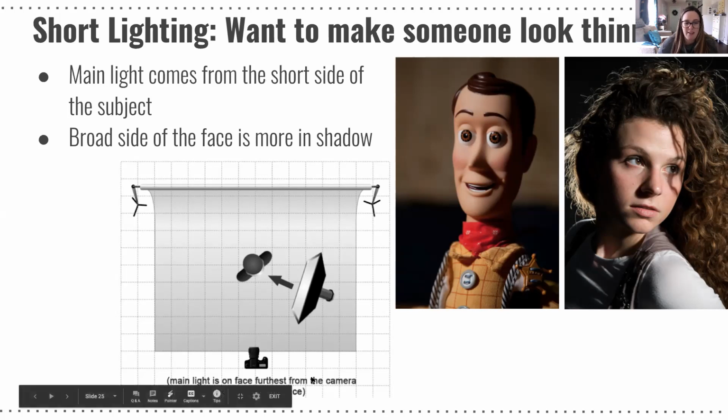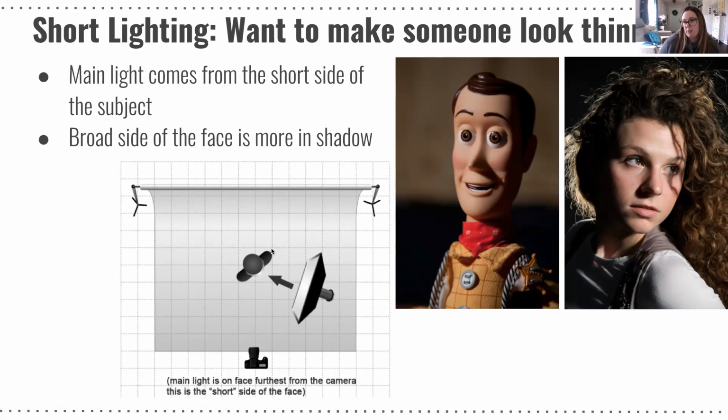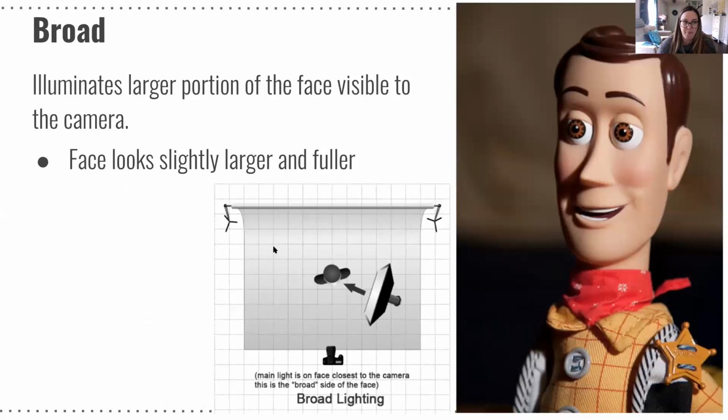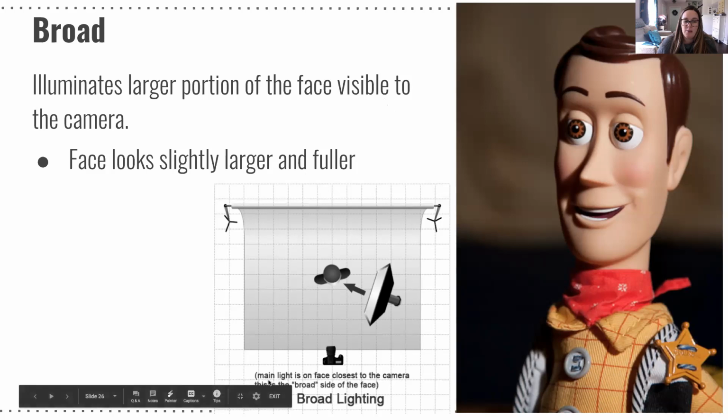So notice that the main light is facing furthest from the camera and that you're angling that person into it. And this is broad, so this illuminates the larger portion of the face visible to the camera, and the face looks slightly larger and fuller. So the main light is on the face closest to the camera. This is the broad side of the face. So we can see that angle here and that you've angled the person.